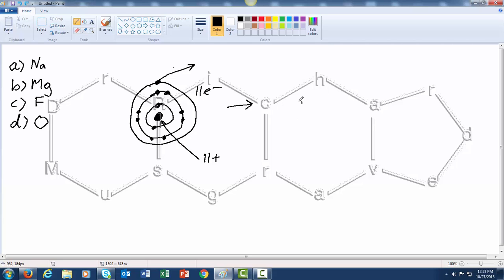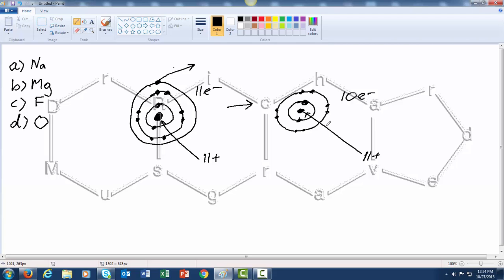let's do that again. So we'll still have the nucleus, which will still have 11 protons in it. And then we've got 2 electrons and then 8 electrons. And we lost the one in the outer shell. So now we've got 10 electrons left.